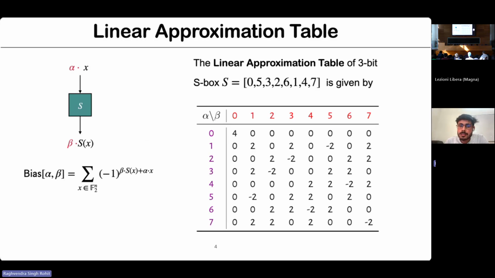Another cryptographic table is the linear approximation table. For an input x to the S box and output S(x), we mask the input with alpha and the output with beta. Then we count the number of times beta dot S(x) and alpha dot x are equal, minus the number of times they are not equal. This is defined by the bias, and this bias is characterized by the linear approximation table.